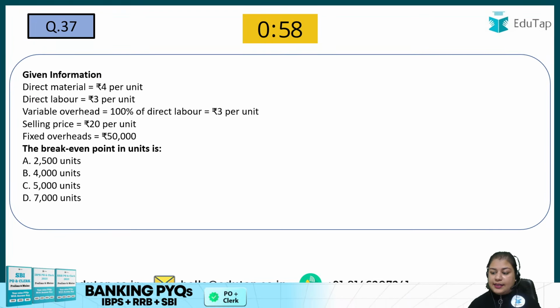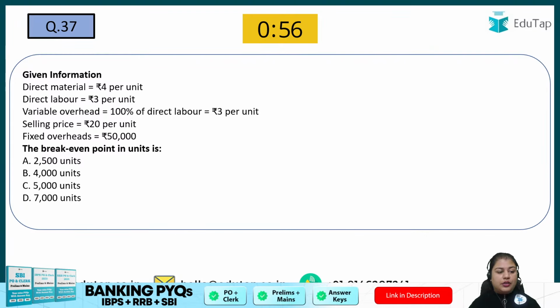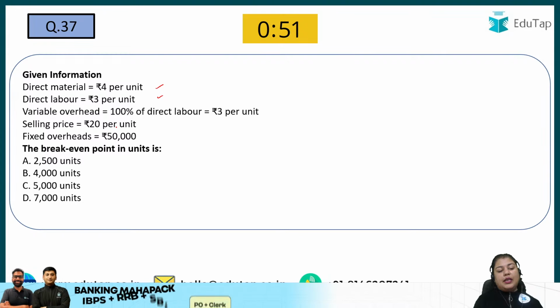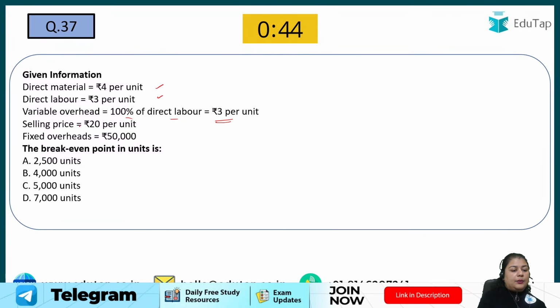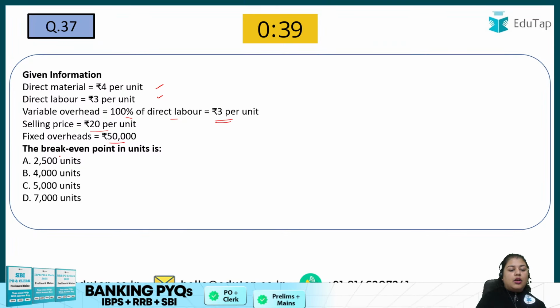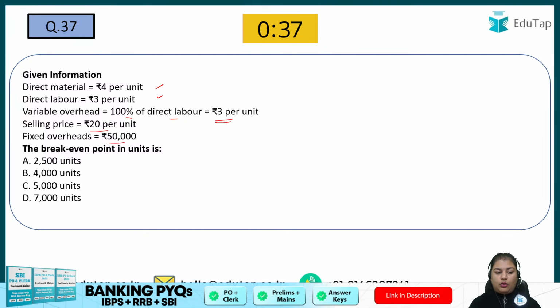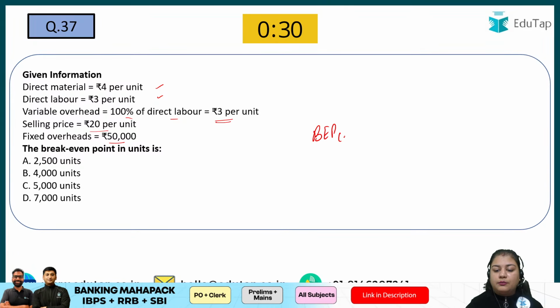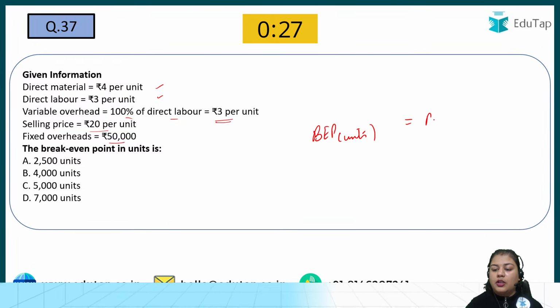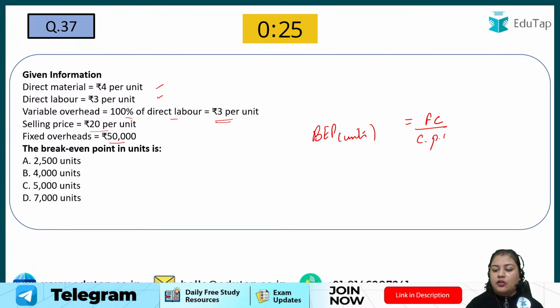Next, question number 37. Again, this is a numerical based question. Direct material is given to you, labor is given to you, the per unit value. Variable overhead is given to you, 100% of direct labor, that is 3 per unit only. Selling price is given to you, 20 per unit. Fixed overheads is given to you, 50,000. So what will be the break-even point in units? What is the formula for break-even point in units? That is fixed cost upon contribution per unit.